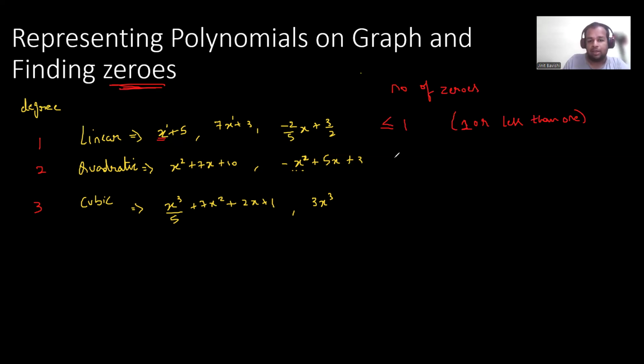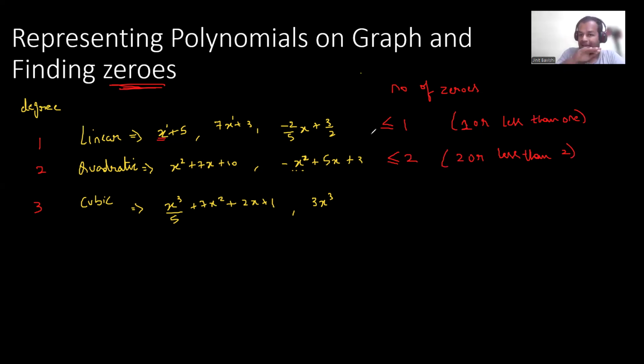If it's quadratic, it'll be less than or equal to 2, because quadratic's degree is 2, right? Based upon that, the number of zeros it could have is a maximum of 2, or it could be 1, or it could be 0. So it could be 2 or less than 2. Don't think of numbers below 0, okay? That's not possible. We're just saying the number of times the graph intersects the x-axis. Why the x-axis? Because we have all the variables in terms of x.